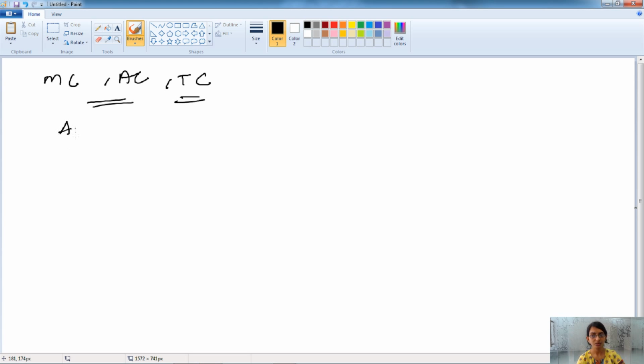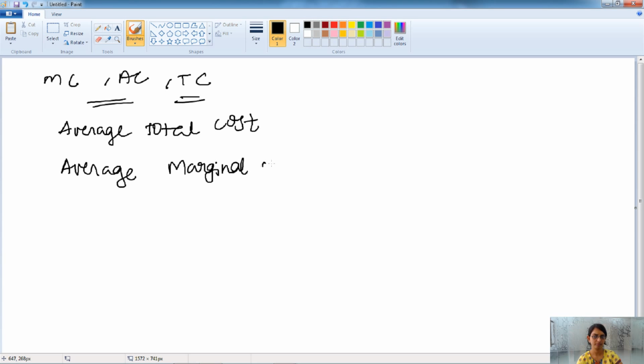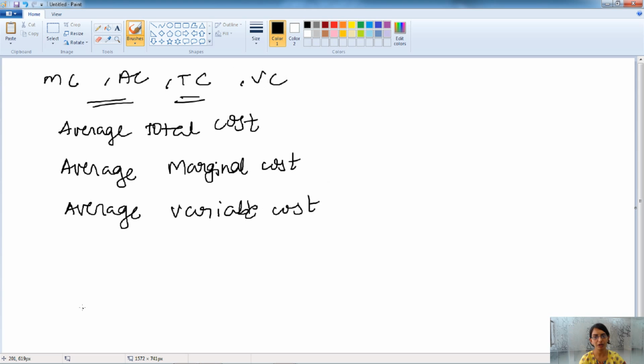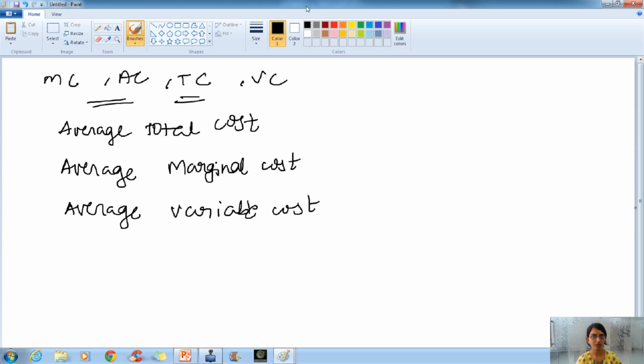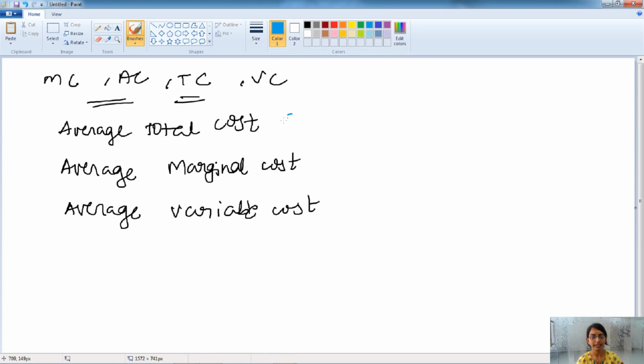We also have other concepts: the average total cost, average marginal cost, and average variable cost, which varies with the unit of output, that is, the volume of output. Here the average total cost is the average of the total cost. Total cost divided by the output produced is the average total cost.